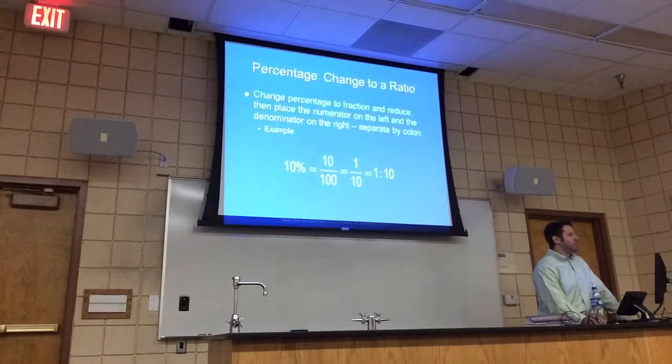If I want to change percent to a fraction, or to a ratio, then I can just take my 10%, 10 over 100, reduce it to 1/10, and look, now we can make that fraction a ratio. Or you can have 10 to 100 and reduce. But reducing prior to placing it in this format is easier.